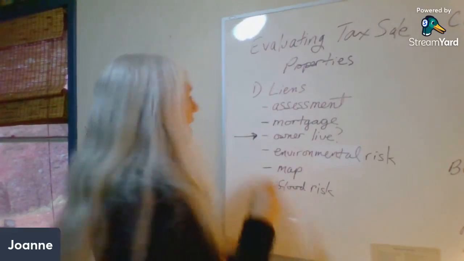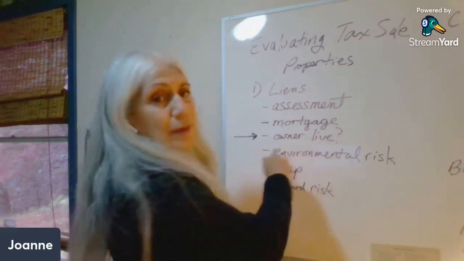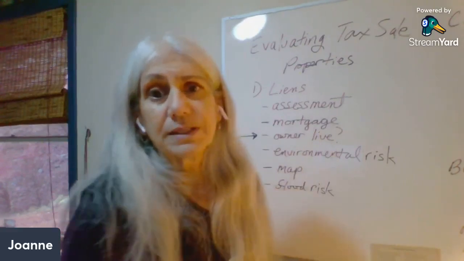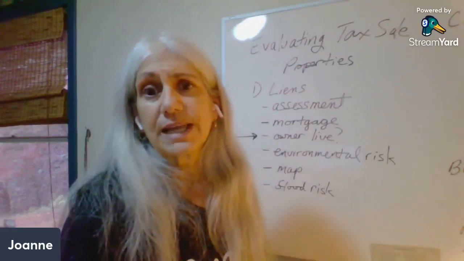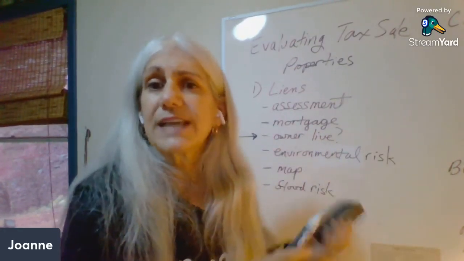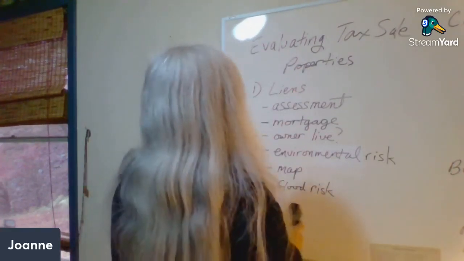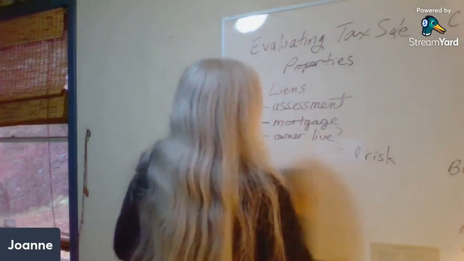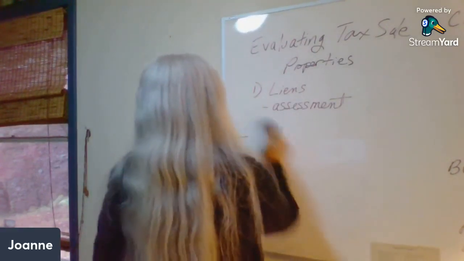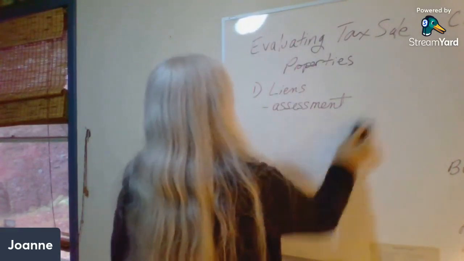All right, and for that, there's a link to the assessor's page, and they just look it up on the assessor's page, and it gives the owner's name and address, and that's how you can tell if the owner lives in the property or not. Okay, so that's for liens. What about for deeds?